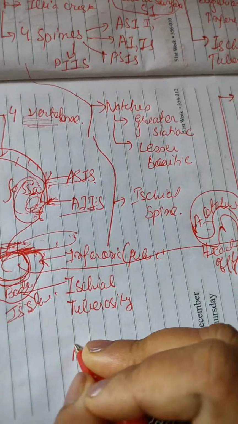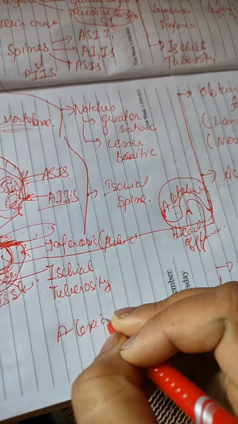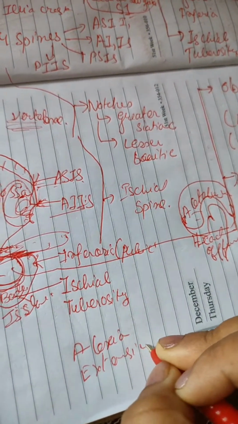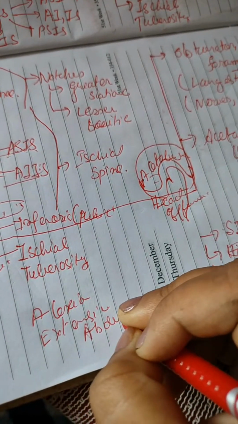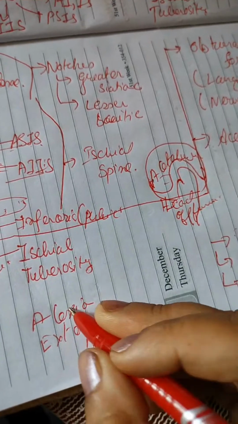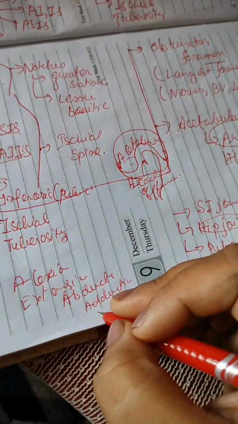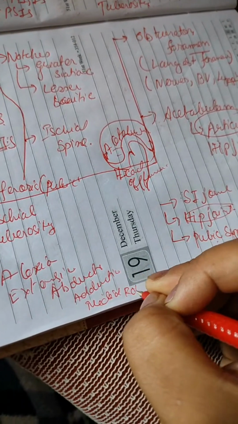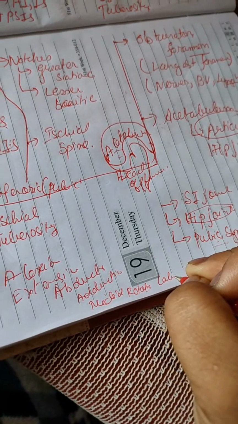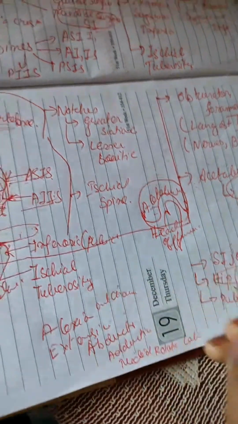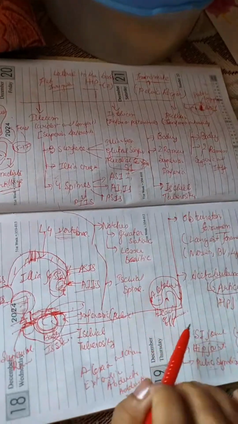It's a ball and socket joint. It has flexion, extension, abduction, adduction, medial rotation, lateral rotation, and circumduction. So all these movements are possible. This is all in brief about the hip joint.